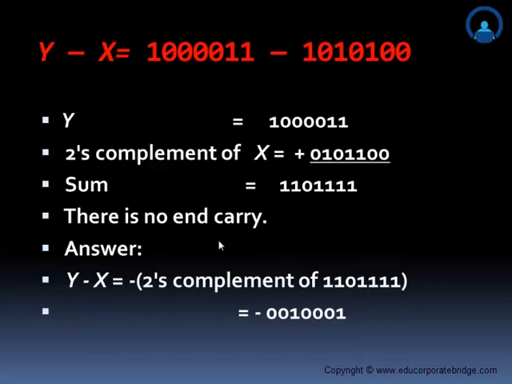Since there is no end carry, that is the end carry here is 0, the answer y minus x is equal to minus of the 2's complement. We have to take minus, and then find the 2's complement of the final result. Since 0 here represents negative, the first one is written directly, then 1 is replaced by 0, 1 by 0, 1 by 0, 0 by 1, and so on. In 2's complement, we replace all 1's by 0 and 0's by 1.